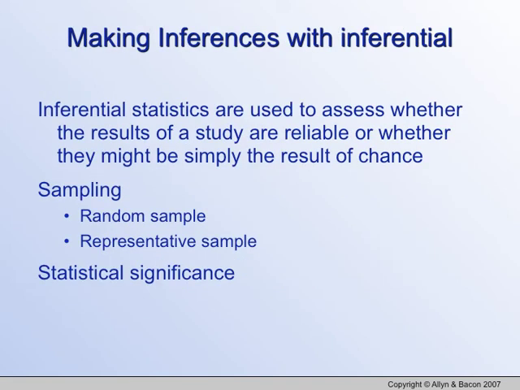All right, so making inferences with inferential statistics. We just talked about all the descriptive stuff that takes all the information that's already there and puts it in more meaningful, smaller bits of information: mean, median, mode. Okay, so now with inferential statistics, we're actually taking the information that we've collected and we're now trying to make connections or develop some sort of relationship between the results. All right, they are used to assess whether the results of a study are reliable or whether they're simply a result of chance.